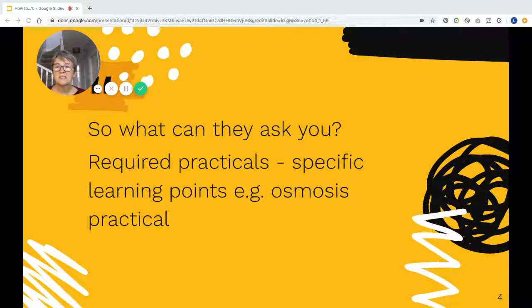So what can they ask you? From your required practicals, they can ask you the very specific skills. I give an example here of the osmosis practical, where you have chipped potatoes and you put them in different either salt or sugar solutions at different strengths. Now they're going to ask you some specific questions to do with the science behind it. They're going to ask you about hypertonic, hypotonic and isotonic solutions. And they're going to ask you about osmosis, what it is, and why water can move between membranes and suchlike. So they're the very specific questions they can ask you.